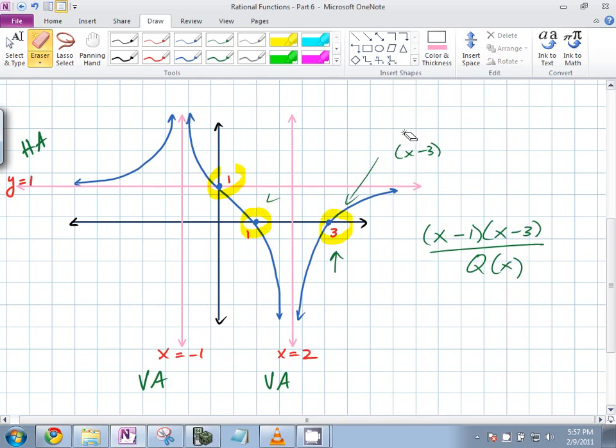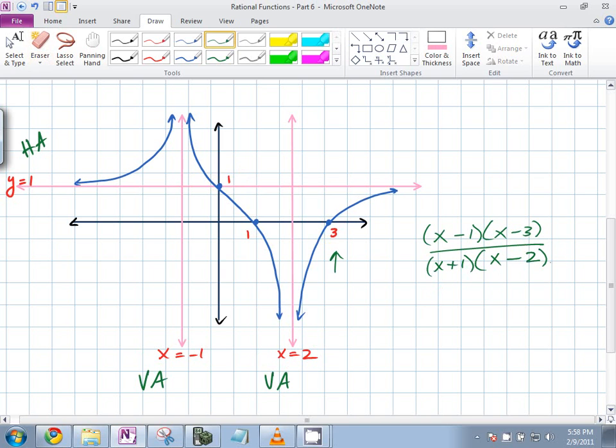Now what about the vertical asymptotes? What do the vertical asymptotes tell you? Well, we know that's going to relate to the denominator, and we know that the function is not defined at -1 and it is not defined at 2, meaning you cannot plug -1 or 2 into the denominator. That tells us that x plus 1 and x minus 2 must be factors of the denominator.